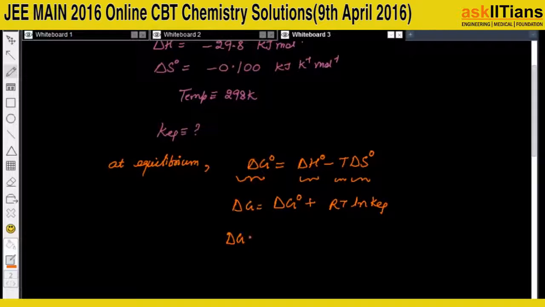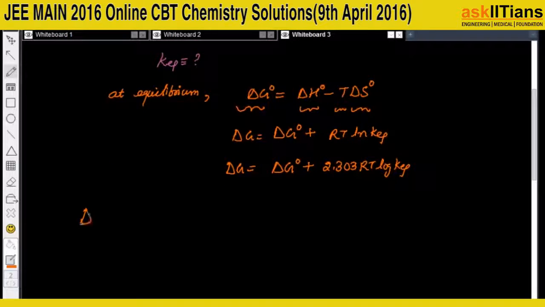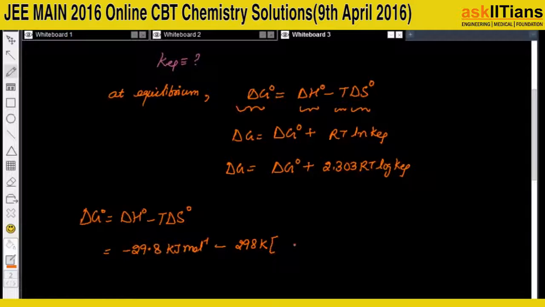So we can write it down as delta G is equal to delta G naught plus 2.303 RT log of K equilibrium. Following the above formula that I told you, I can write delta G naught is delta H naught minus T times delta S naught. So delta H naught is minus 29.8 kilojoules per mole minus 298 Kelvin into delta S, which is given to be minus 0.100 kilojoules per Kelvin per mole.